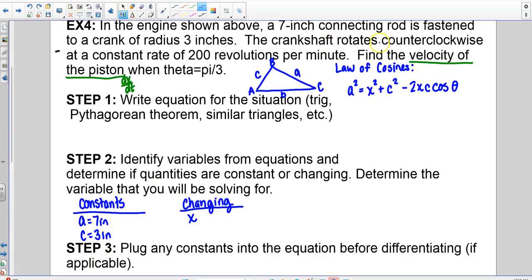They say the crankshaft rotates counterclockwise at a constant rate of 200 revolutions per minute. So that is the rate at which the angle is changing, right? We're going to have to do a little work on it because they gave it to us in revolutions per minute here. But d theta dt is 200 revolutions per minute.